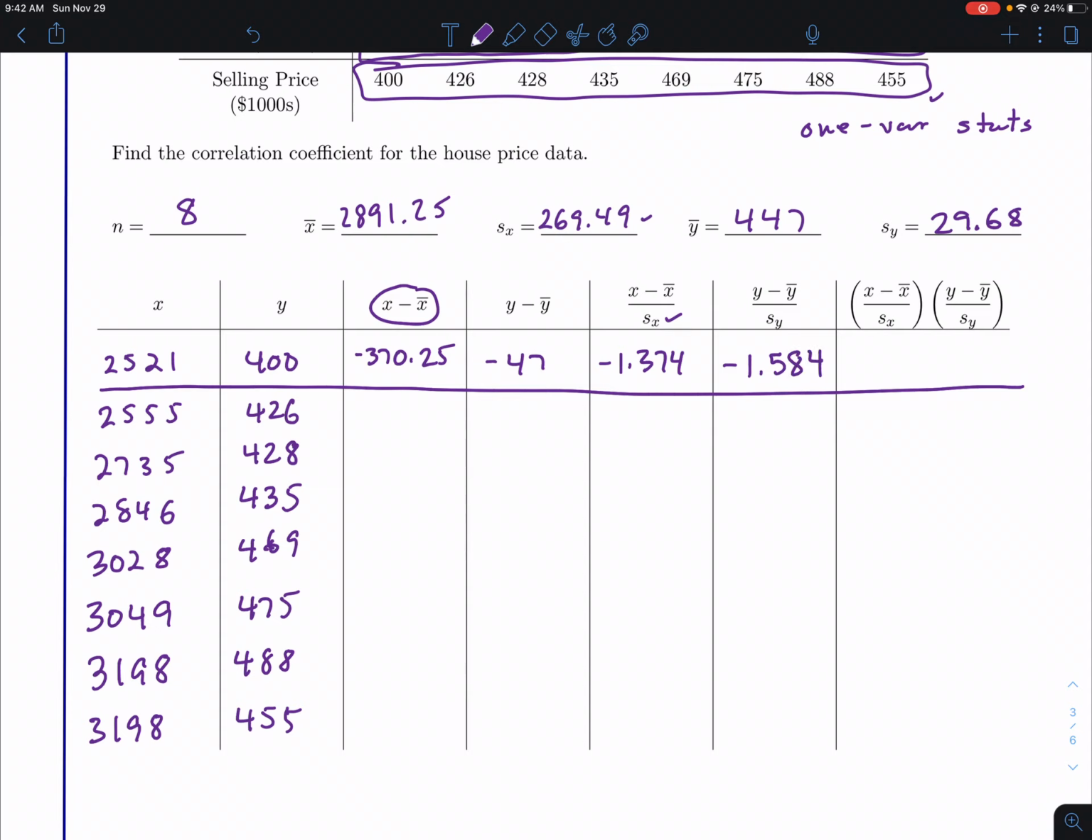Notice that we're taking the differences, but we're not squaring them or anything like that. But because of the way these means work and where they're located, we should always end up with two negatives or two positives. So we get negative 1.374 times negative 1.584, which gives us 2.176.